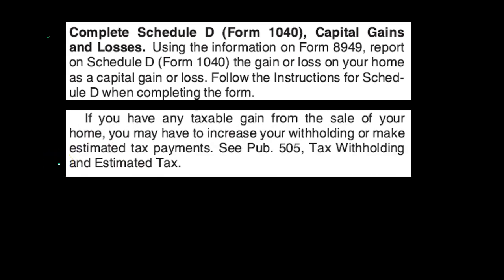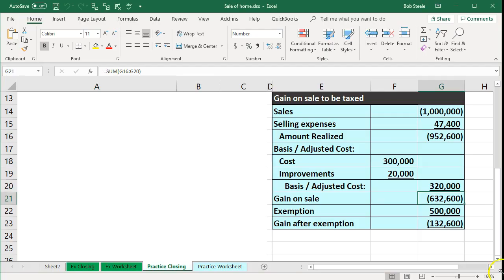Back to the text. If you have any taxable gain from the sale of your home, you may have to increase your withholding or make estimated tax payments. See Publication 505, Tax Withholding and Estimated Tax. Note, of course, that if you think you're going to have a gain, the sale of a home could be a substantial increase in income, and then you're going to have an increase in the tax resulting from that. The IRS wants to be paid throughout the year.